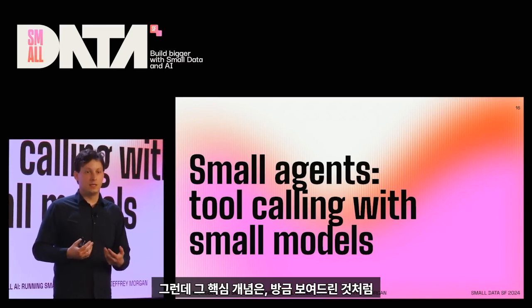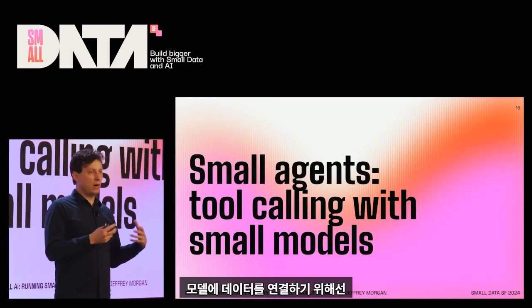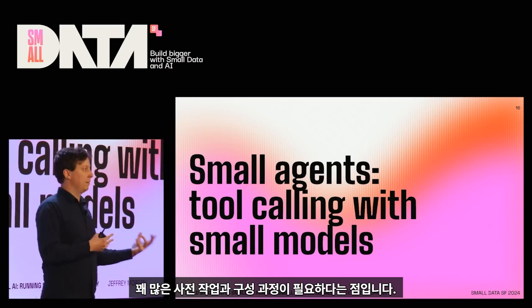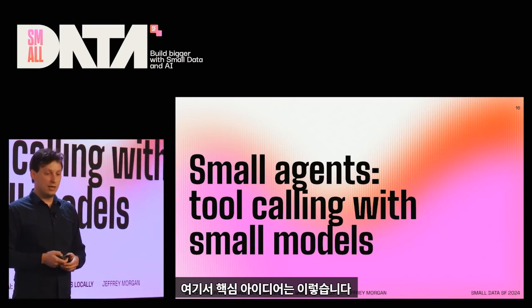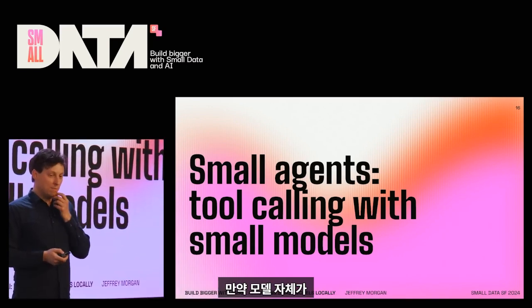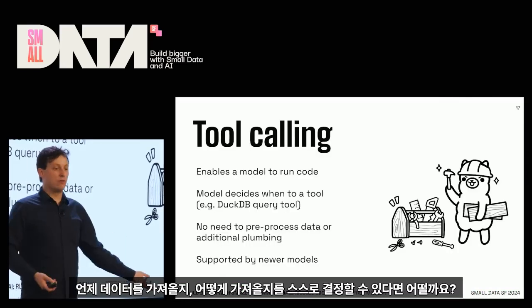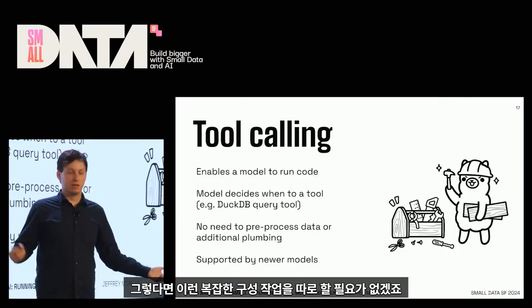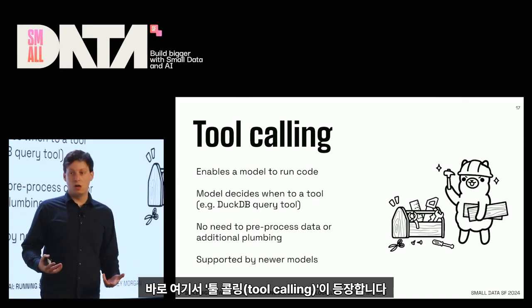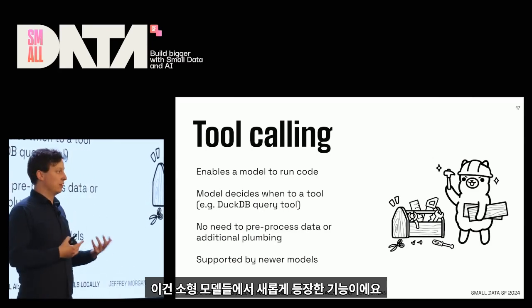But the core idea behind this is that with some of that stuff I just showed, there's quite a bit of plumbing that needed to be set up to connect the data to the model. The core idea here is, what if the model itself could decide when to go get data and how to go get it? That way you don't have to build all this plumbing. This is where tool calling comes in, and it's a really new feature of small models.